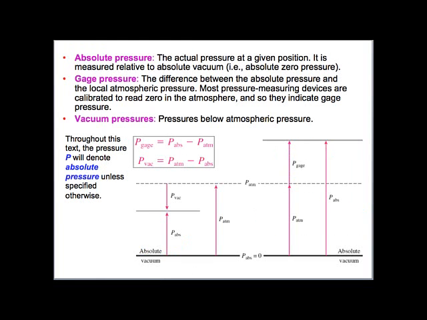Now, how do we quantify pressure? There's 3 different considerations we'll be making when we talk about pressure, but really we're only going to be talking about the first 2, absolute pressure and gauge pressure. Absolute pressure is measured relative to vacuum. So pretty much always, if you're on Earth, you're going to have an absolute pressure.